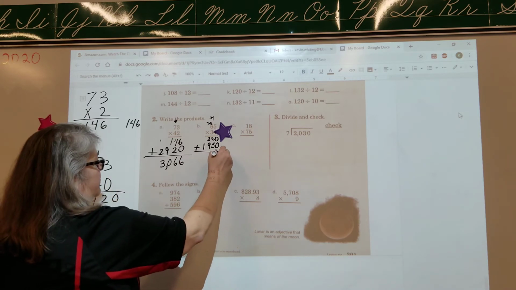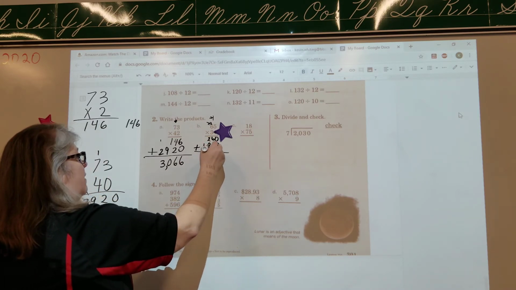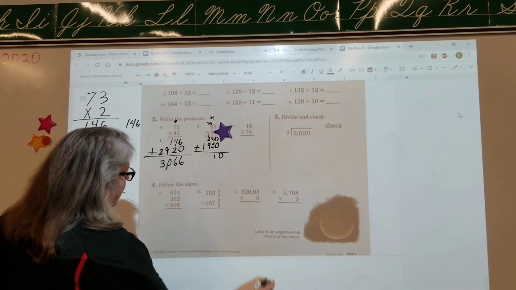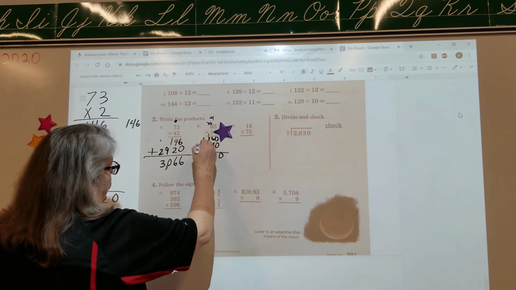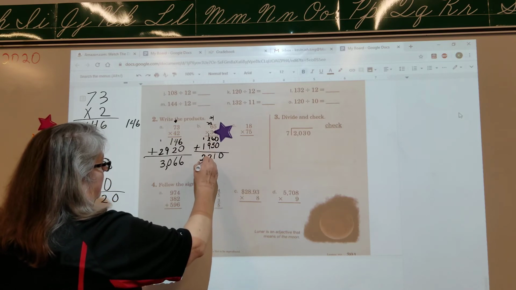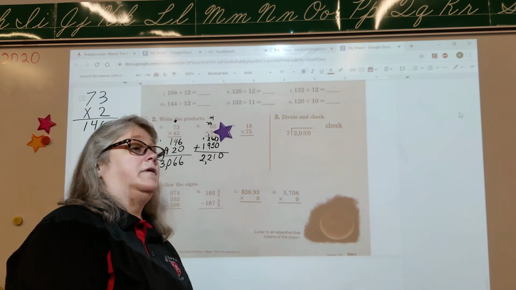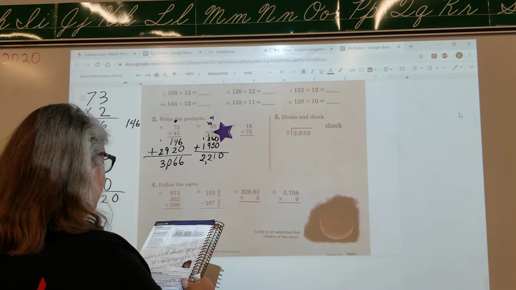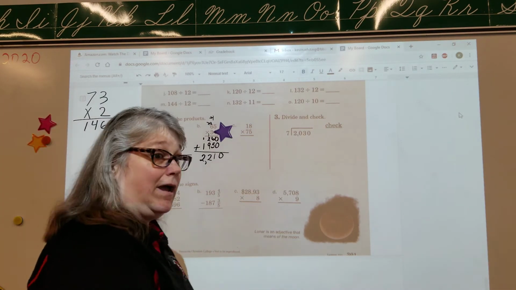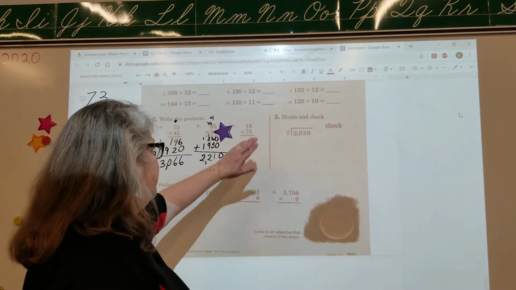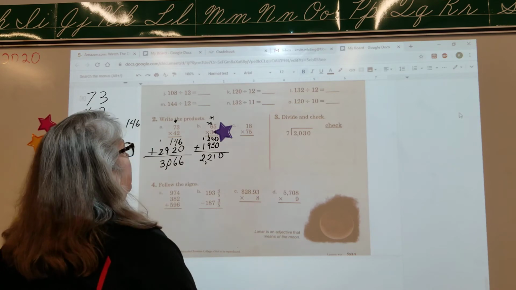0 plus 0 is 0. 6 plus 5 is 11, carry the 1. 3 plus 9 is 12, carry the 1. 1 plus 1 is 2. 2,210. I'm going to check to see if the answer key is right. Because the other day, the answer key was actually wrong. They are right. Both of them are right. Good job, answer key.